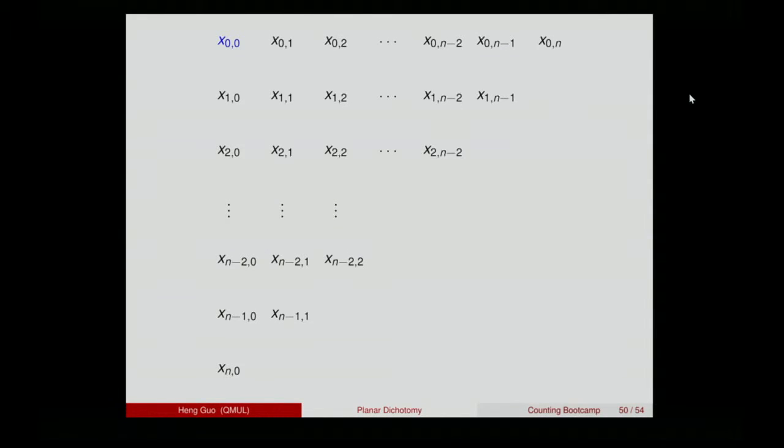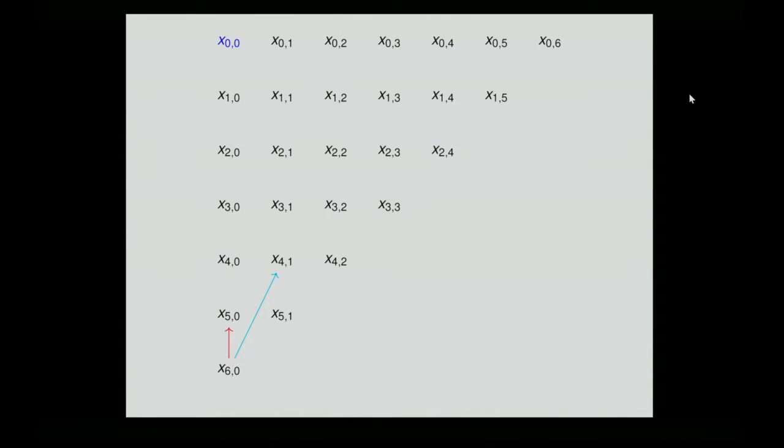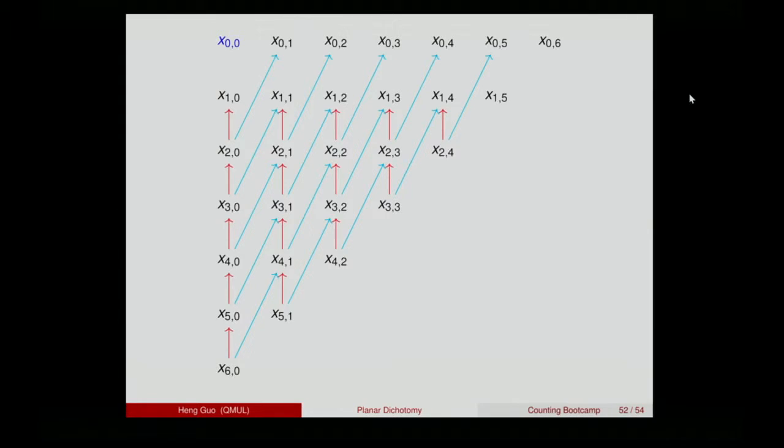So let's see what this operation really does. We can write down these variables in a triangular way. And for concreteness, let's say n equals 6. We'll start from x_60, and we will rewrite x_50 as the old x_50 plus x_60, and x_41 as x_41 plus x_60. And recursively, we'll do this for 50 and 51. And we'll do this for 40, 41, 42, and so on and so forth.